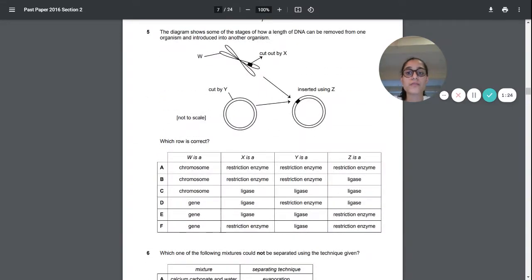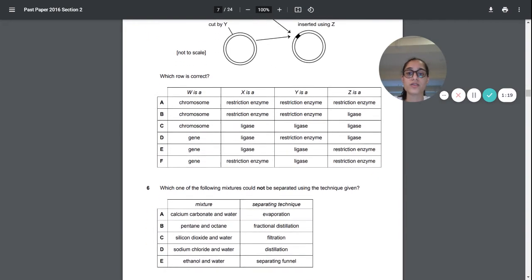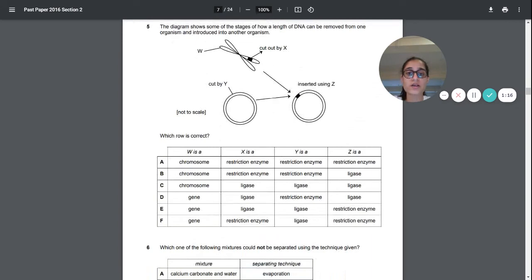Question 5. The diagram shows some of the stages of how a length of DNA can be removed from one organism and introduced into another organism. Which row is correct? All right. So W is a chromosome. It's not a gene. This black shaded part is the gene. It is cut out by X, which is going to be a restriction enzyme, because restriction enzymes are the ones that are used to cut a section of DNA. Y is again a restriction enzyme, because again you're cutting a section of the DNA, and you can only insert DNA using a ligase. So the correct sequence is chromosome, restriction enzyme, ligase.